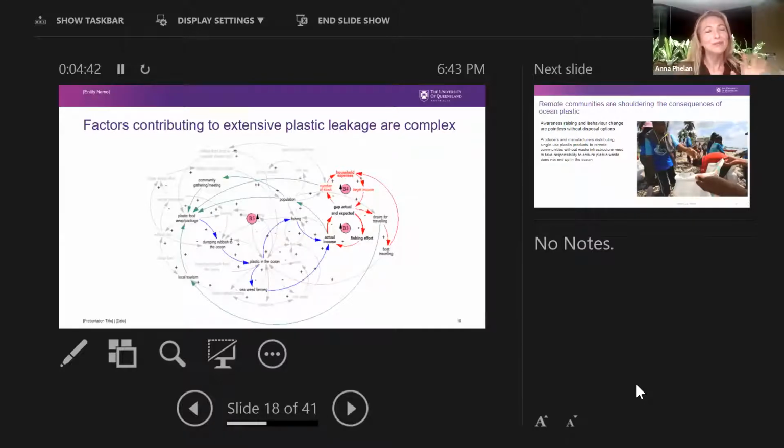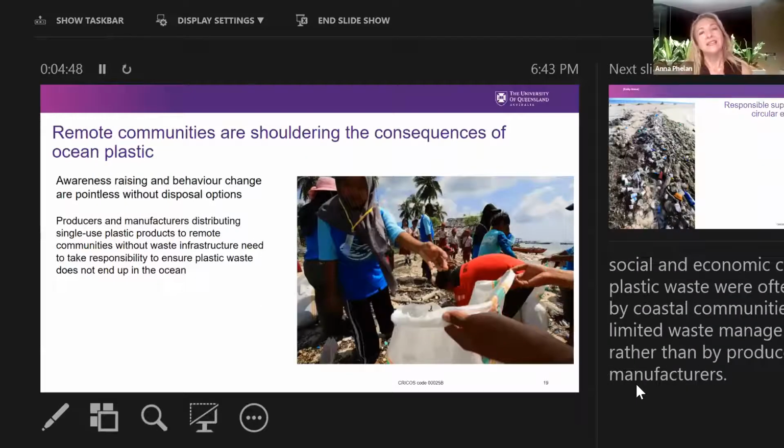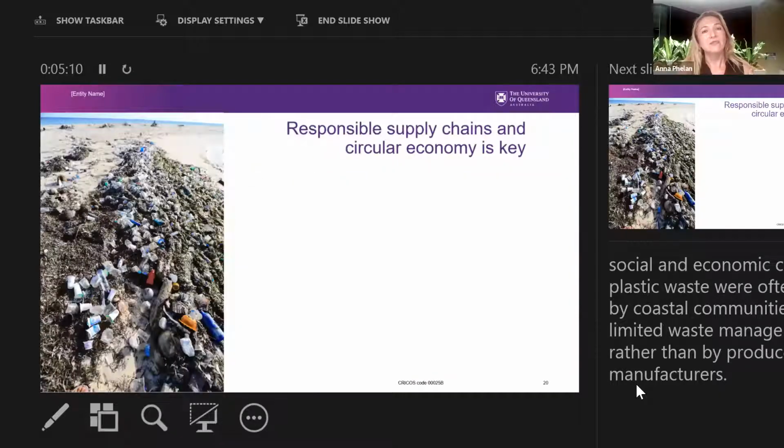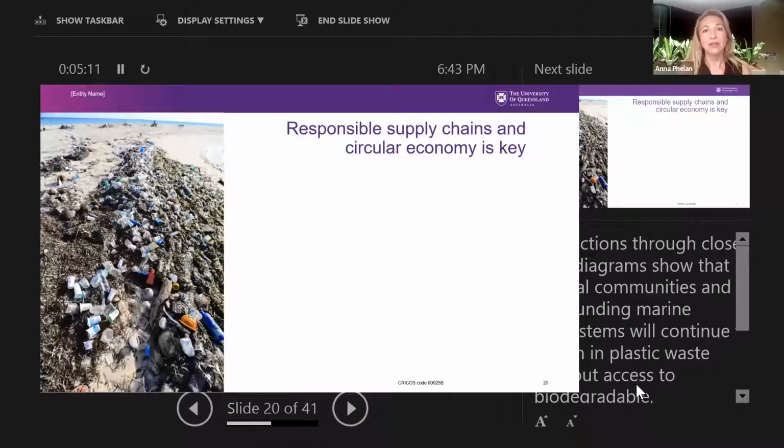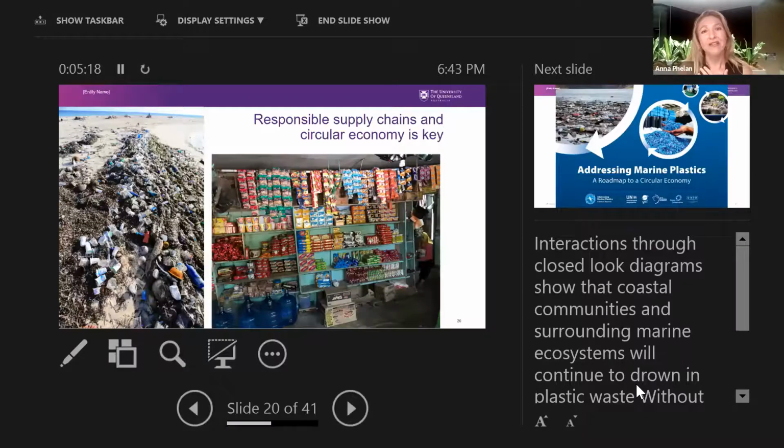This is just some of the causal loop diagrams we used, and I won't go too much into it, but what I do want to mention is that the communities are shouldering this large, global, complex environmental problem, and there's obviously a tremendous amount of inequity in that space. So what can be done? How can responsible supply chains and this emerging paradigm of the circular economy contribute to this kind of sachet-dominated economy?